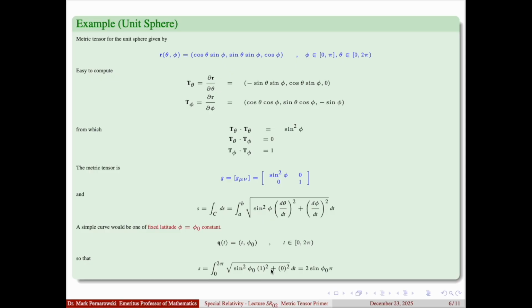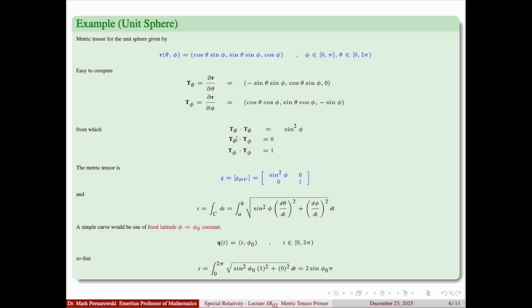Here's an example. This first term here is the parameterization of the unit sphere. Phi is the latitude angle from 0 to 180 degrees, and then the longitude angle is 0 to 360 degrees. And what you do is, if you have the parameterization of the surface, you take the partials in each of the two independent variables, and you get two different tangent vectors.